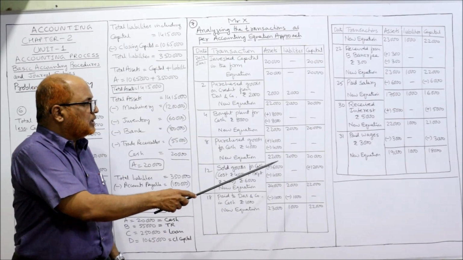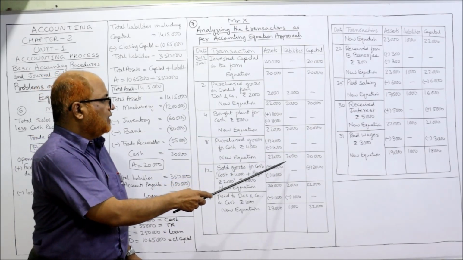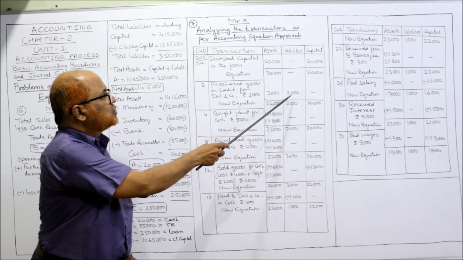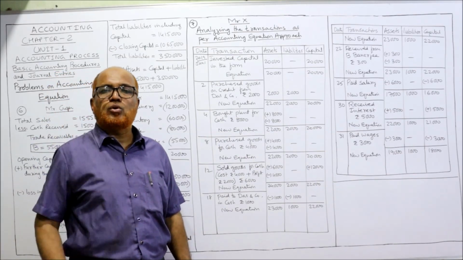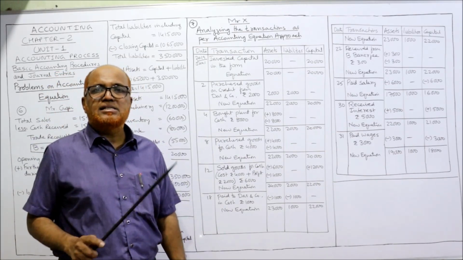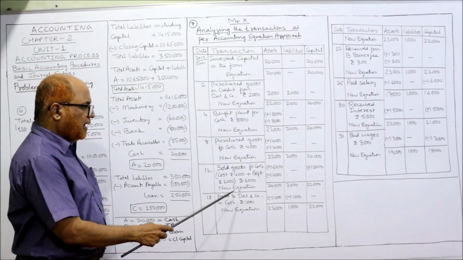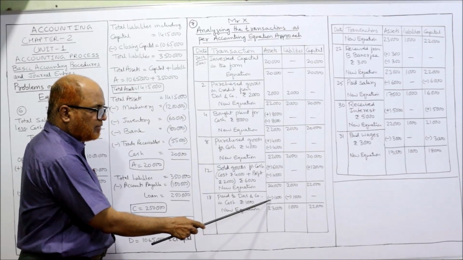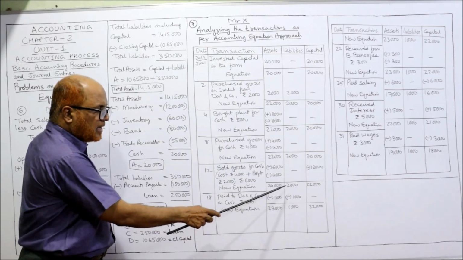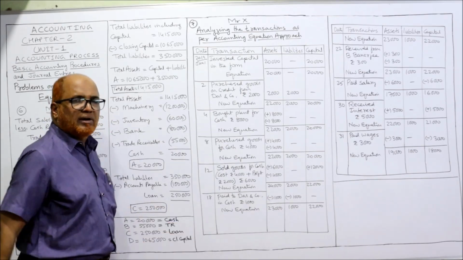Actually, we have to pay to Das. How much? We have to pay to Das here 2,000. Out of 2,000, we are paying 1,000 rupees. So our liability is decreasing. So paid to Das and Company in cash 1,000. Our cash is decreasing by 1,000. So minus 1,000. The liability is also decreasing by 1,000.